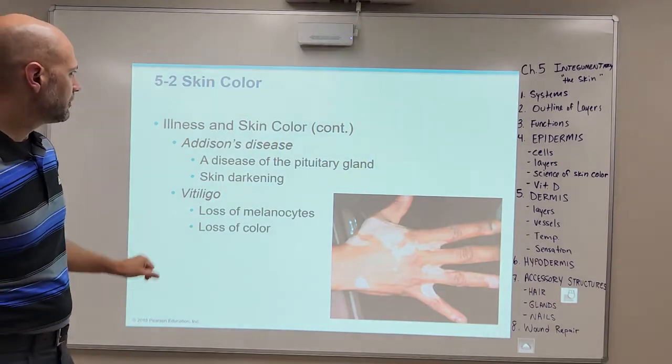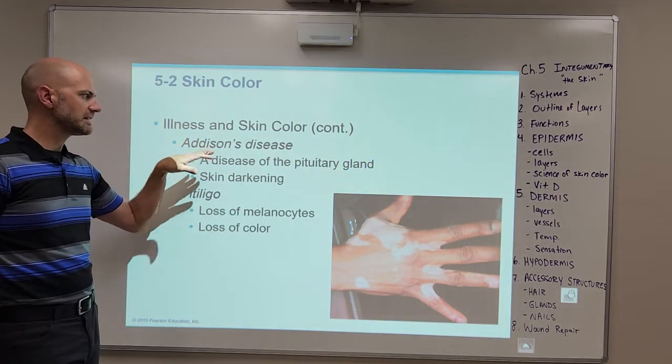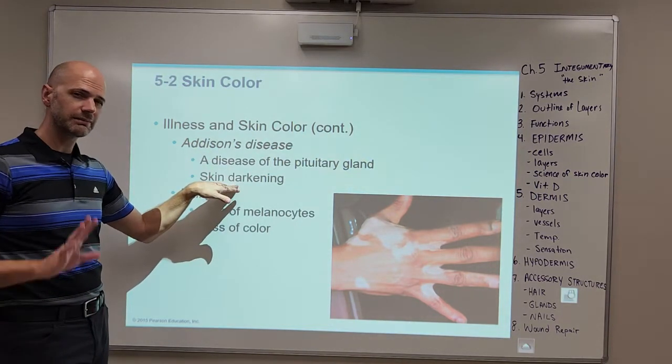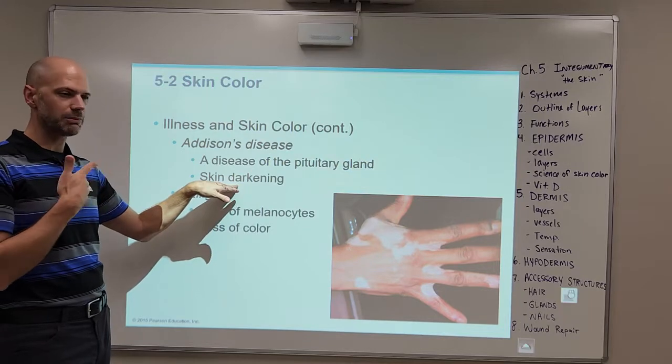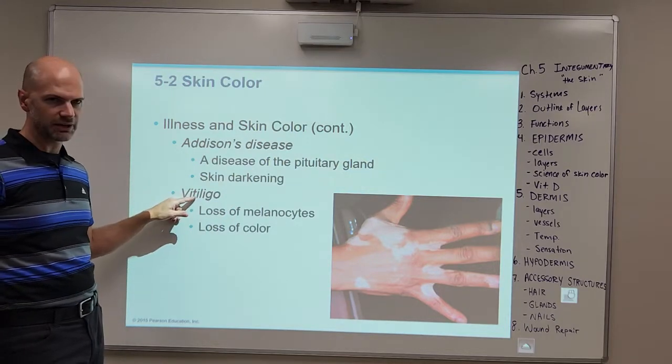All right, a couple other ones here. Addison's disease is an endocrine disease. It can cause skin darkening. We're not going to go into that in much detail, but when we get to the endocrine system, we'll come back to this. And vitiligo.